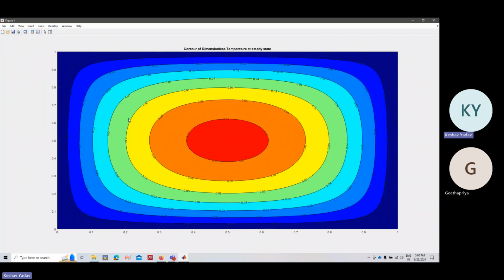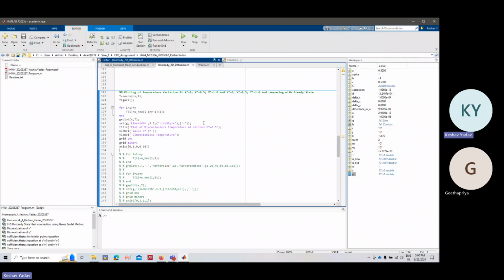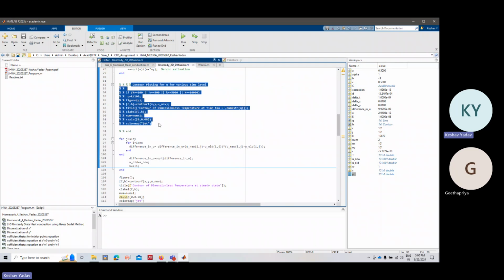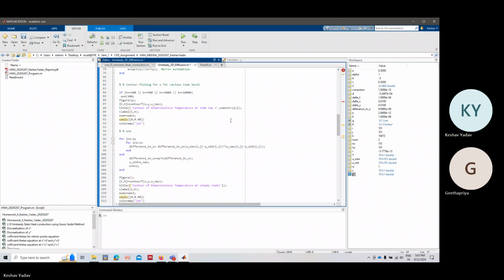This is my contour at steady state condition. If I want to see the temperature contour at different time steps, I can also see that. How can I see that? Let us see. Let me just run it again.